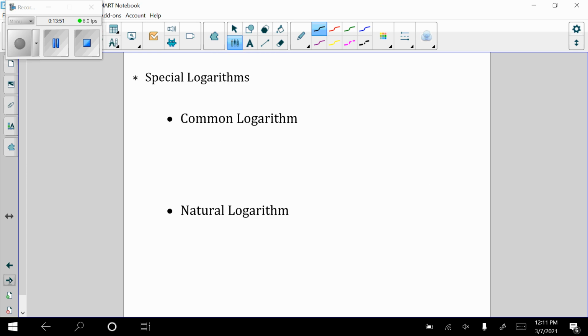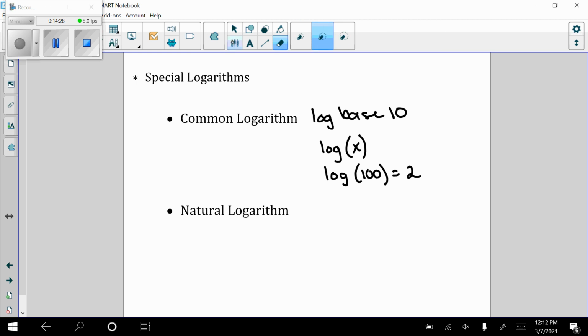Okay, so we have logs and we have natural logs. A common log is log base 10. That's the key on your calculator. It's always base 10. So you might have this, just log x. That's log base 10 of x. If you wanted to solve or evaluate it, that would have to be equal to 2, because exponentially, 10 squared is equal to 100.